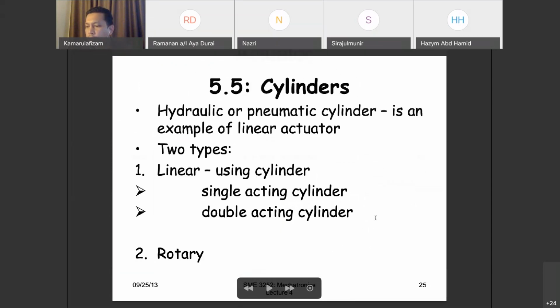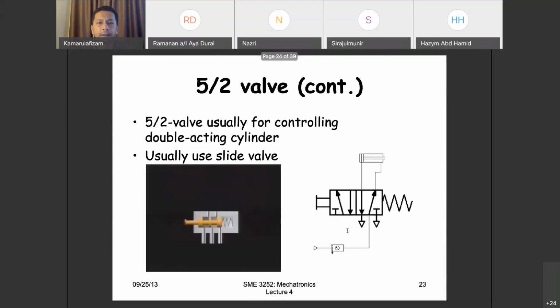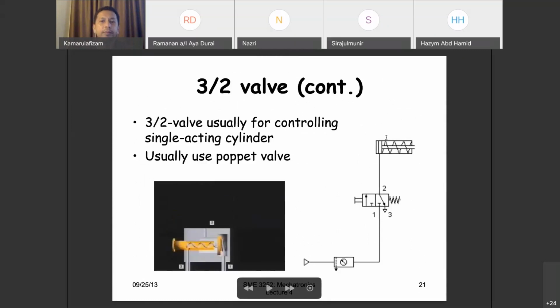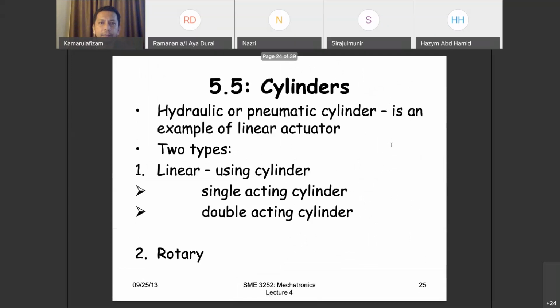Next, we are looking at the actuator. We have single acting and double acting actuators. The actuator we saw earlier over here, wait, this one is the actuator that we will discuss a bit more. So we have linear actuators and rotary actuators. For the linear actuator, we have 2 types, single acting and double acting.